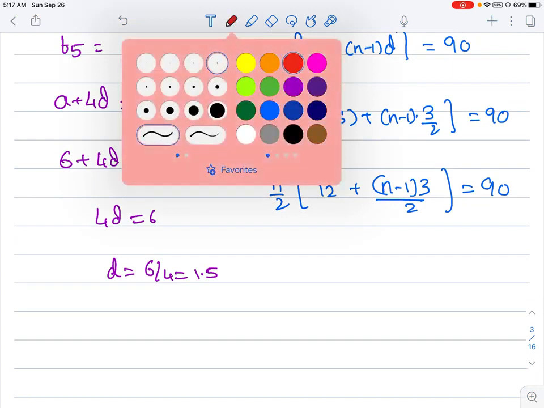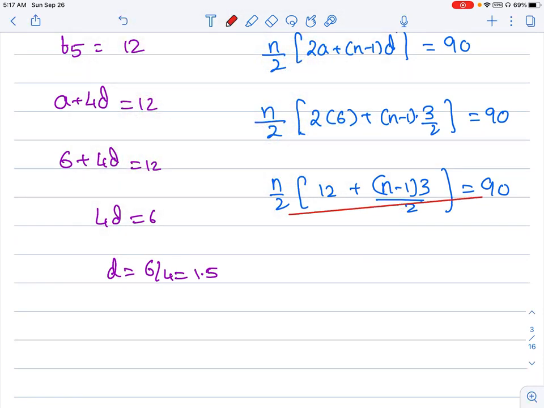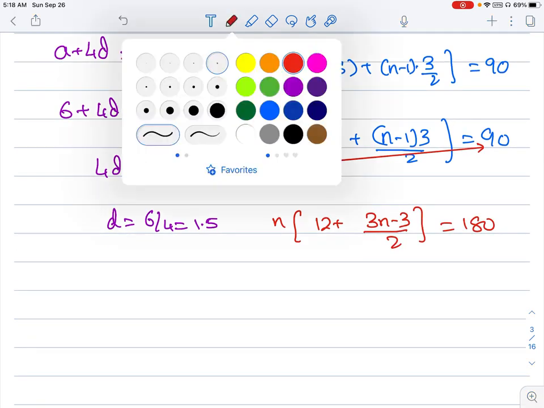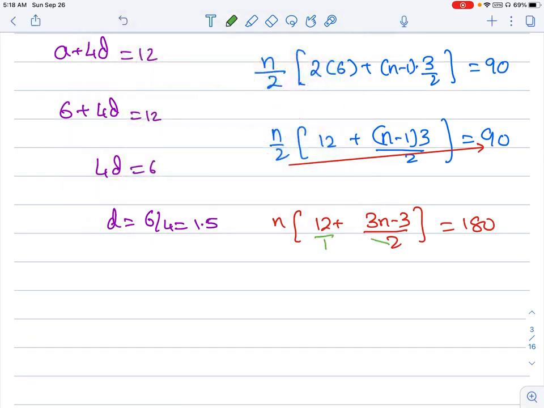What am I going to do? I am going to do the cross multiplication of this 2 with 90. So it becomes n times (12 plus (3n minus 3) upon 2) is equal to 90 times 2, which is 180. Then for further simplification, 12 upon 1, do the multiplication of both the denominators and the cross multiplication. It becomes 24 plus 3n minus 3 upon 2 is equal to 180. Then still do further cross multiplication.